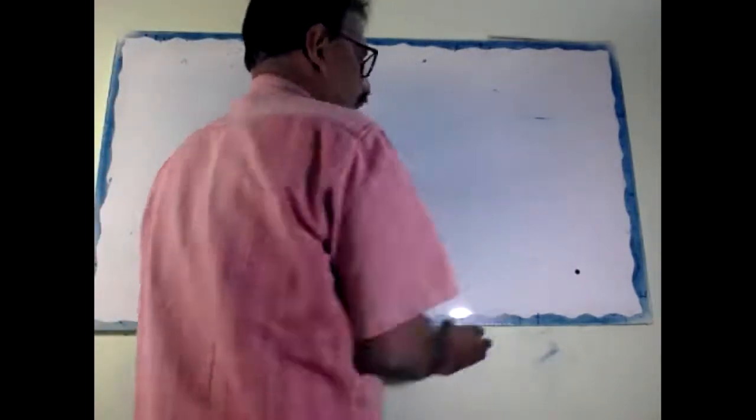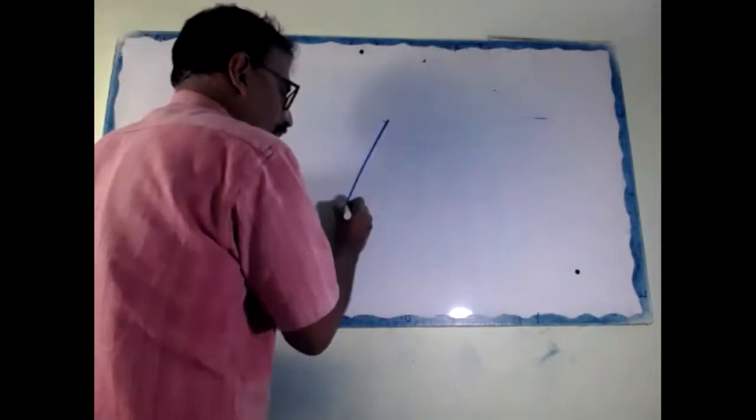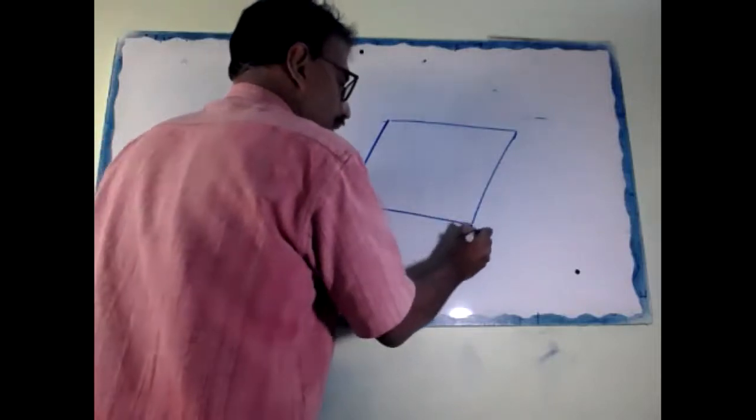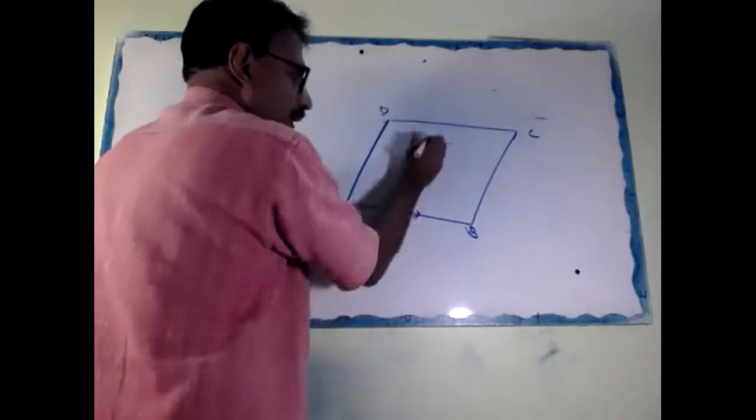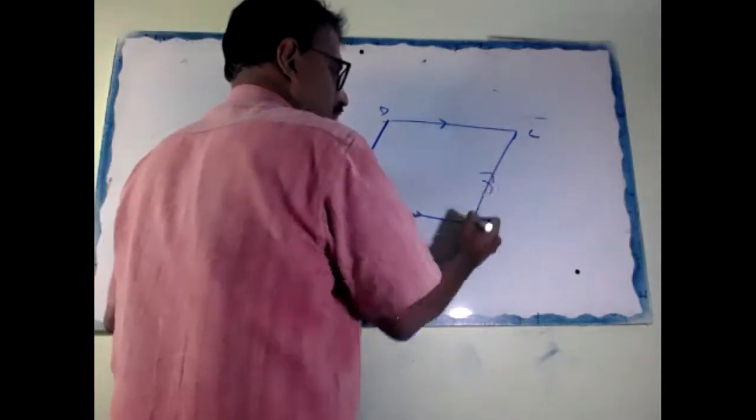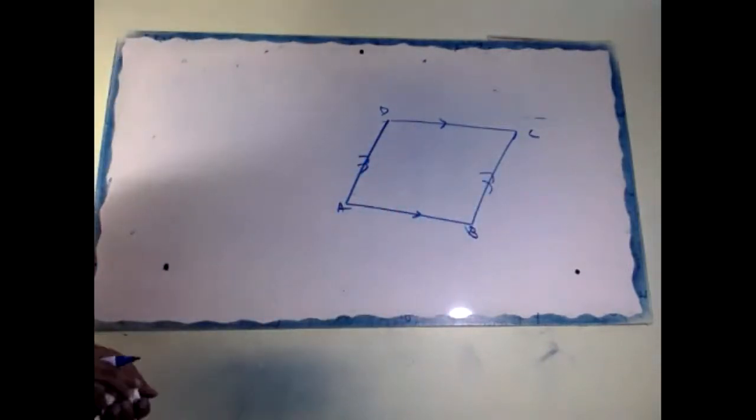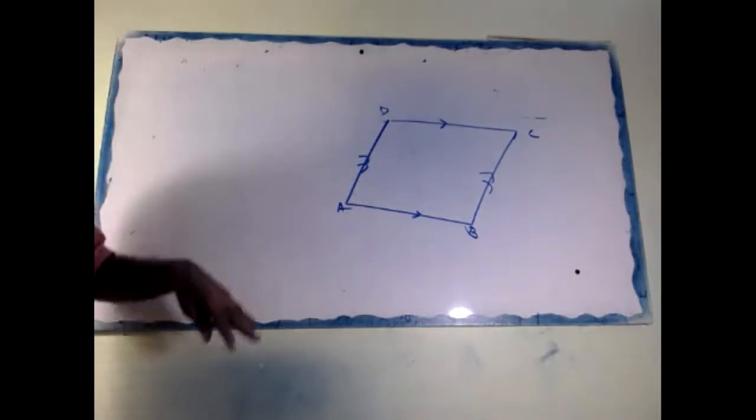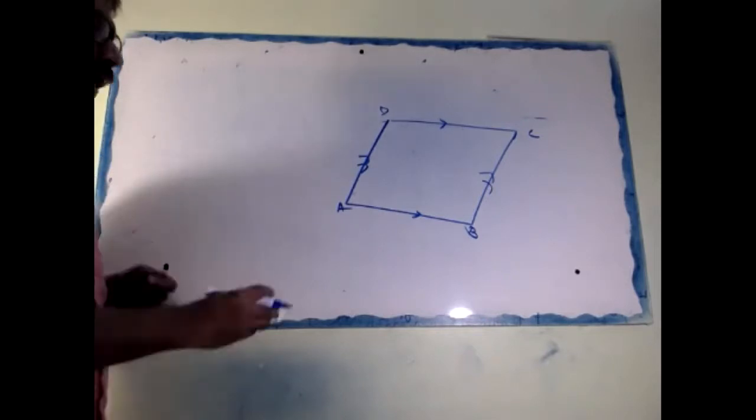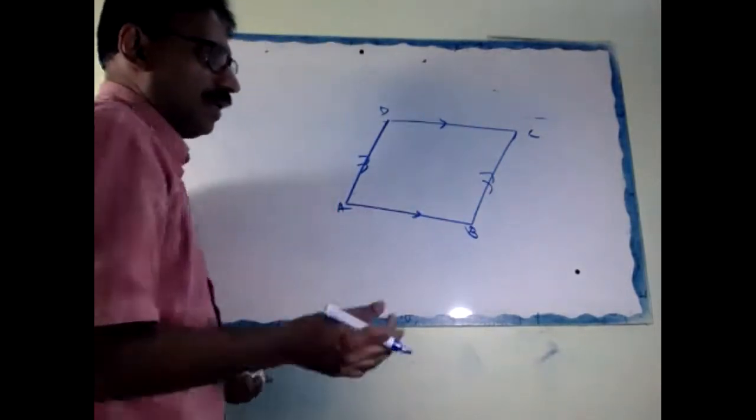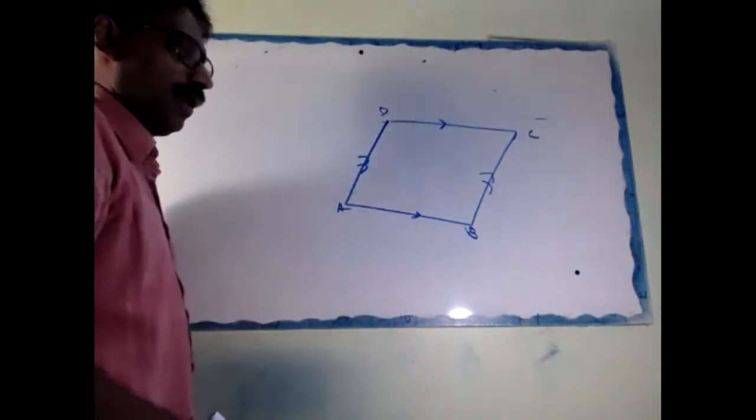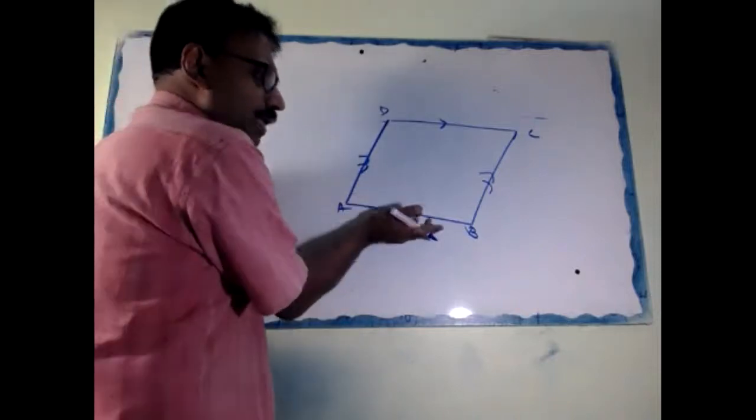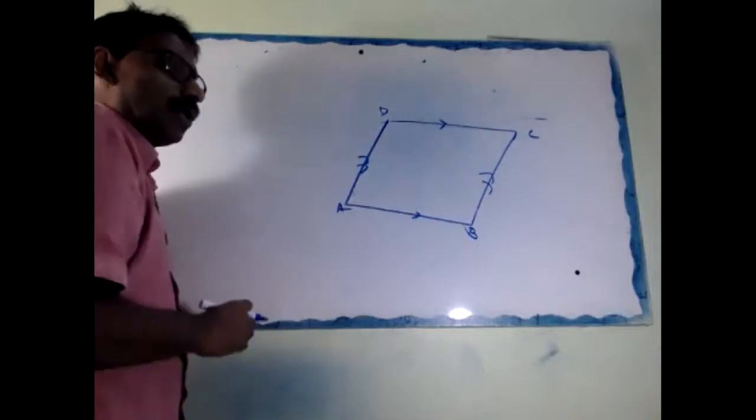Then another one, in a quadrilateral, opposite sides are parallel. This is called a parallelogram. Like ABCD. This is parallel to this one. This is parallel to this one. It is called a parallelogram. In a quadrilateral, both opposite sides are parallel, it is called a parallelogram. Then rhombus. In a parallelogram, adjacent sides are equal. That means AB equal to BC equal to CD equal to DA is a rhombus.